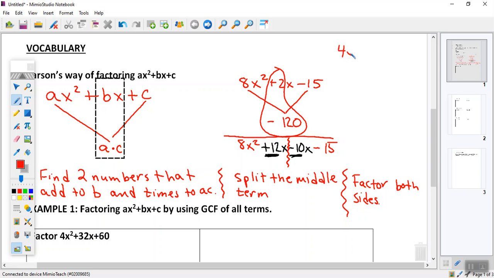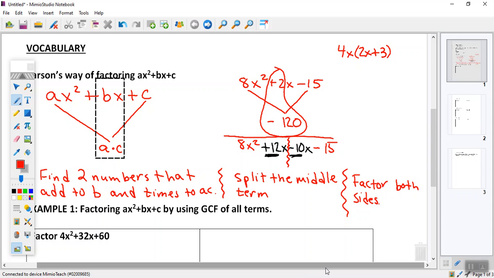But on the left side, kids, if I take 4x out, what's 8x squared divided by this 4x? What's 8 divided by 4? 2 times what? What's 12x divided by 4x? 3. Okay.